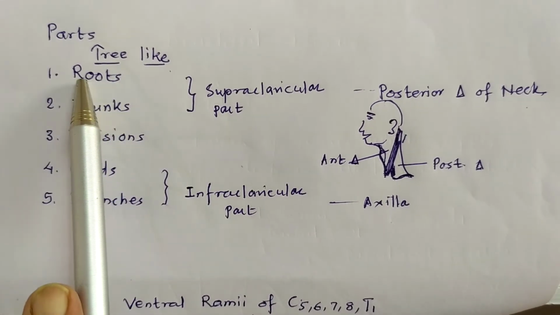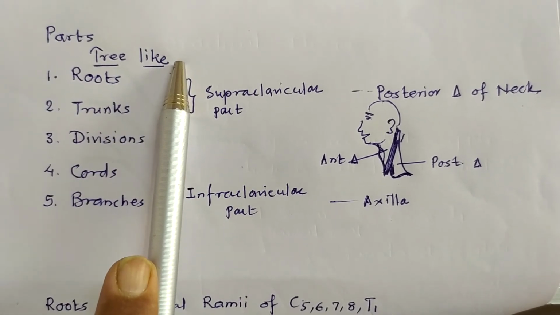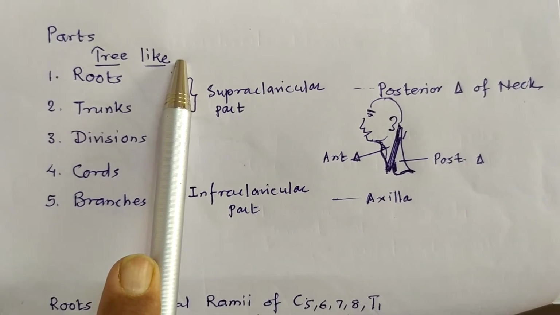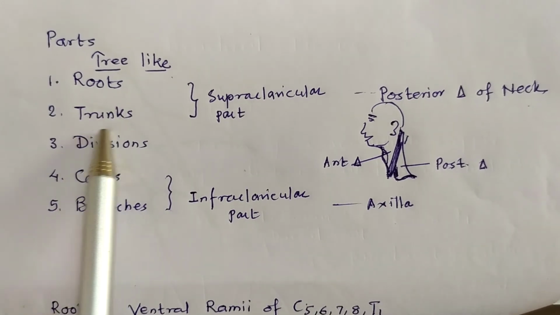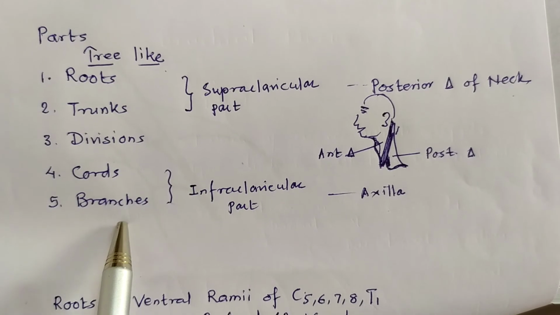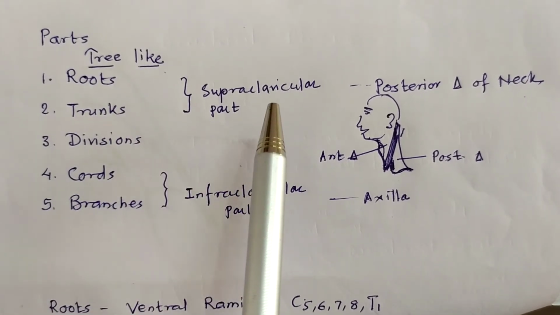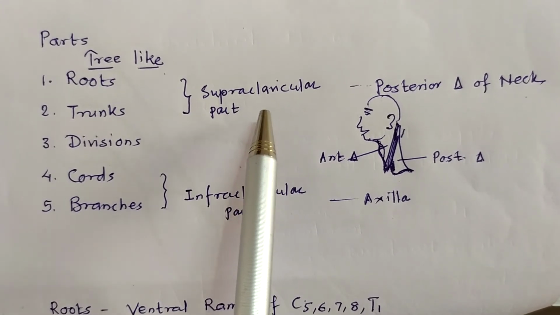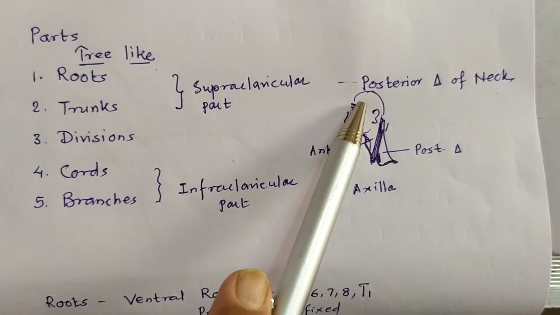The brachial plexus is tree-like, means it consists of parts like a tree. There are 5 types of parts in the brachial plexus: roots, trunks, divisions, cords and branches. The roots and trunks lie above the clavicle. They form the supraclavicular part. It lies in the posterior triangle of the neck.